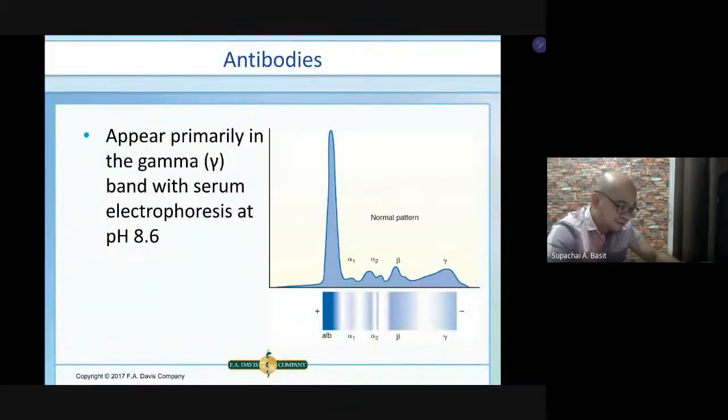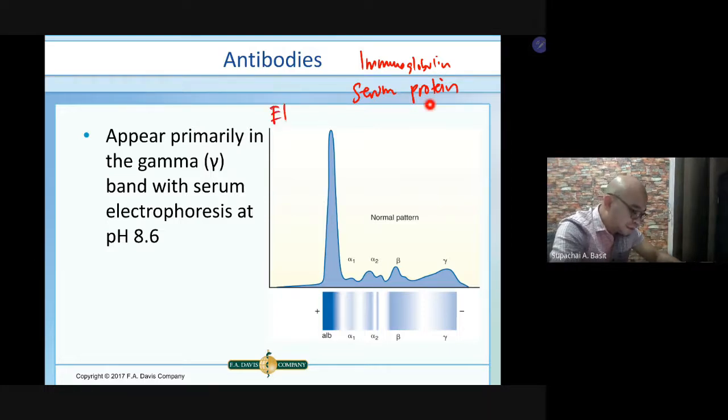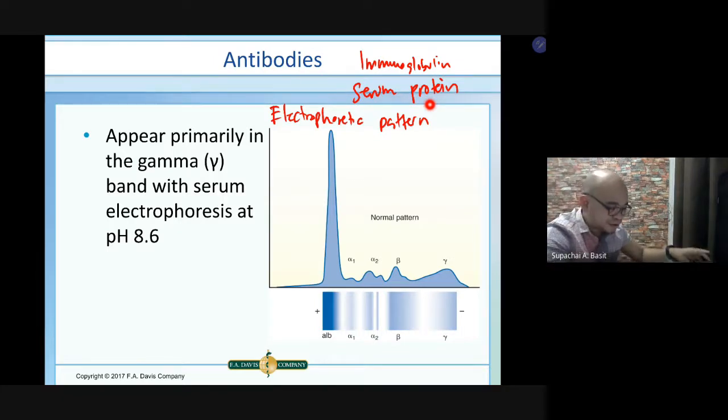So this is the fraction. I told you a while ago that antibodies are serum proteins, and immunoglobulin is an example. And this is the electrophoretic pattern. We know for a fact that electrophoresis is the migration of proteins in a semi-solid medium. This migration of proteins is based on electrical charge, and the medium should be of optimal pH. The speed of migration also depends on the molecular weight. Meaning to say, the heavier the proteins, the slower the migration is.